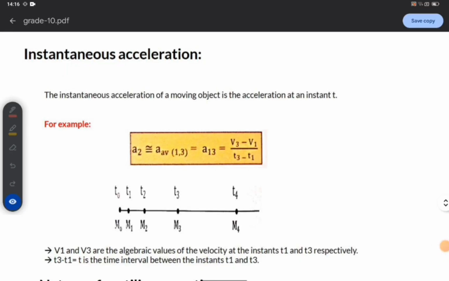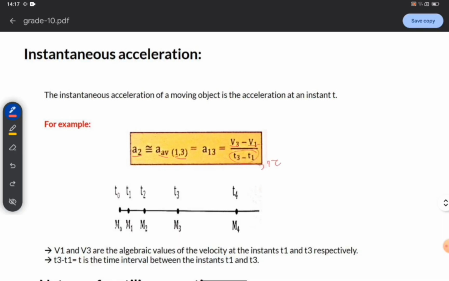Instantaneous acceleration. The instantaneous acceleration of a moving object is the acceleration at an instant t. For example, A2, it's equal A average, 1 is 3. After 2, it's 3, and before 2, it's 1. So it's equal to V3 minus V1 over T3 minus T1, that it's equal to 2 tau.